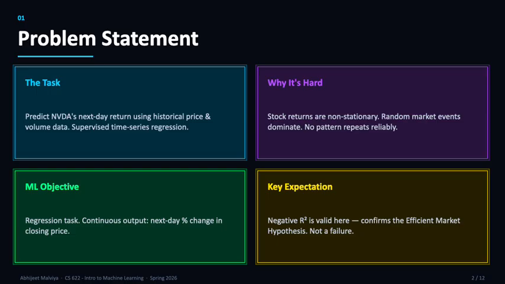What makes this problem genuinely hard is that stock returns are non-stationary. They don't follow stable patterns over time. Random events like earnings surprises or macro news dominate short-term moves. This connects to the efficient market hypothesis, which says that all available information is already priced in. So a negative R-squared in our results is not a bug, but it's actually the expected outcome, and I'll come back to that later.